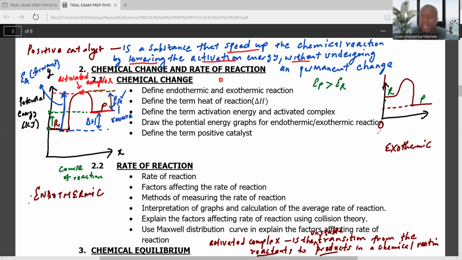They usually ask questions on this in multiple choice format, so you need to be able to understand. In the context of exo, this is our activated complex. From the reactants to the activated complex, this is our EA. So the EA for the forward reaction is now smaller. But on the endo, the forward activation energy was higher than that of the reverse. Now look at the reverse one. The reverse one is now the one which is higher.